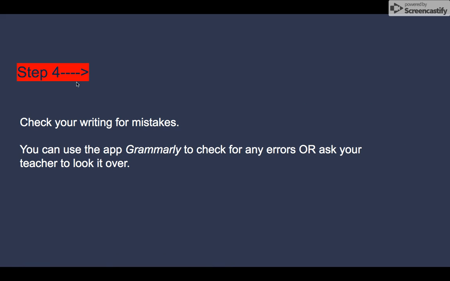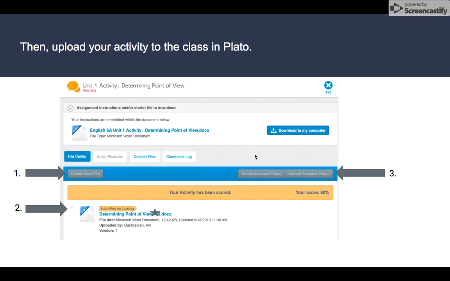Step 4, check your writing for mistakes. You can use a Grammarly app, or you can check any errors with your teacher. Then upload your activity to the class in Play-Doh. So back to Unit 1 activity in your English class. This time you've already downloaded. Now you're going to upload a new file.